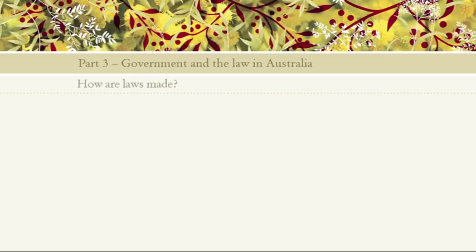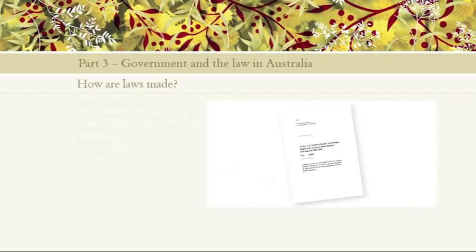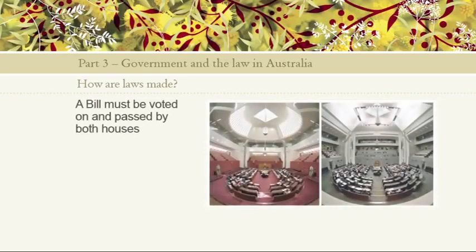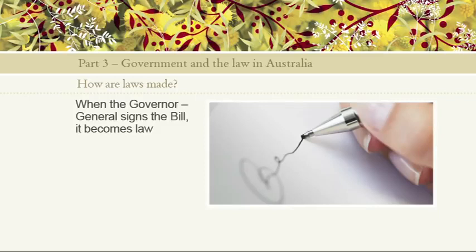How are laws made? A Member of Parliament proposes a new law or a change to the law. This proposal is called a bill. Members in both houses discuss the bill and vote on it. If a majority in both houses agrees to the bill, it goes to the Governor-General. When the Governor-General signs the bill, it becomes law. State and territory governments make their own laws in a similar way.